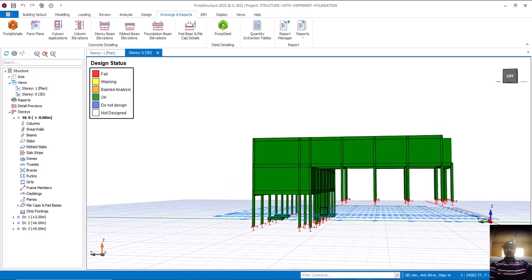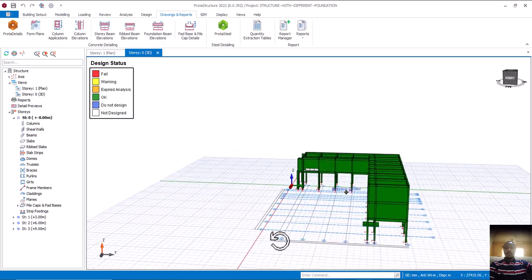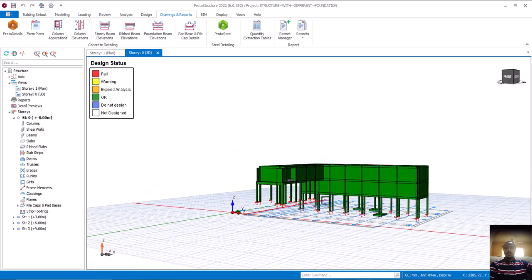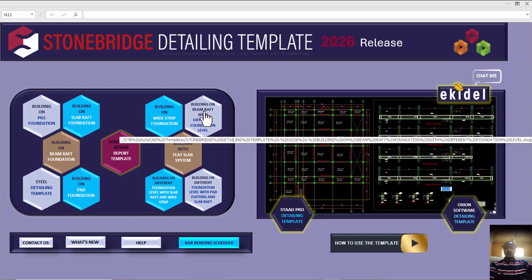Can you see? So how do you detail structures that have different levels? There are situations that warrant this kind of structure. Is that okay? How do you detail it? That is why Stonebridge 2026 is very, very important for you to get. So you can see building with what? Beam raft with different foundation level.